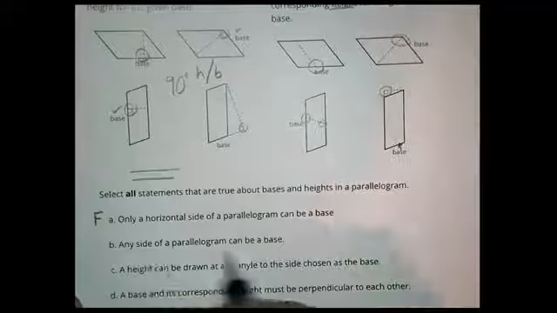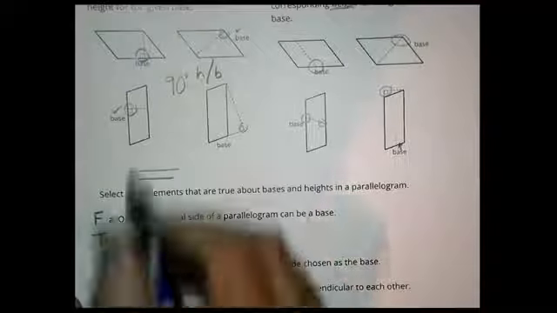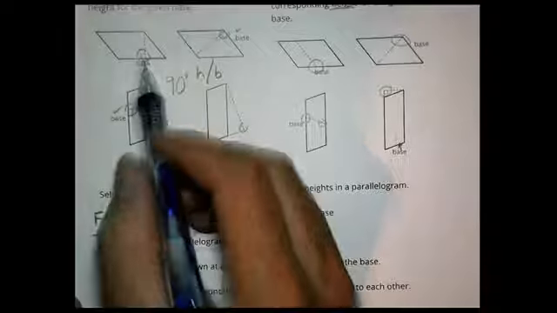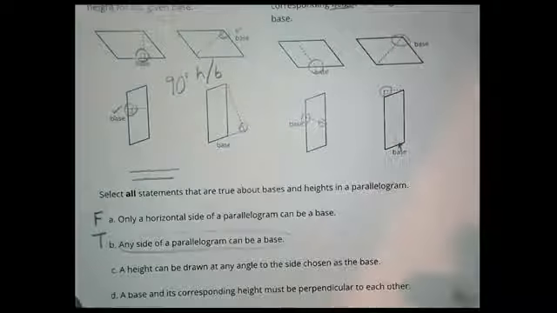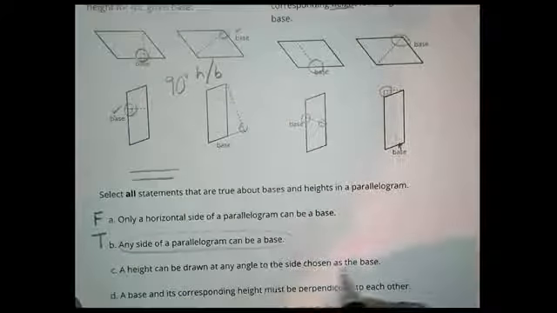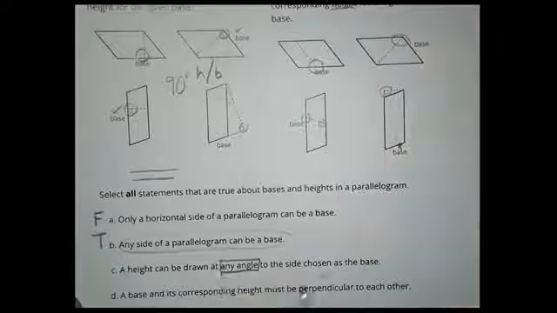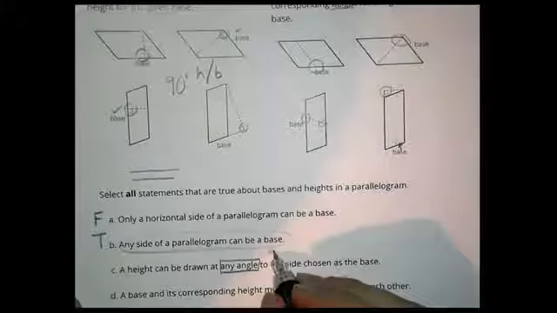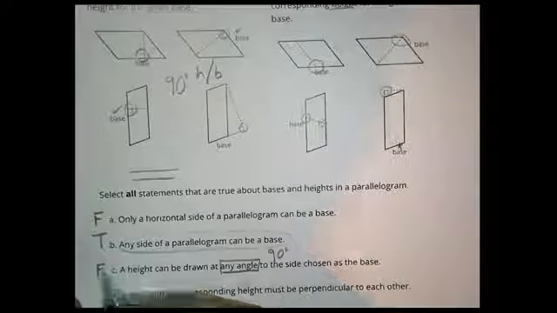Any side of a parallelogram can be a base. Any side. That is true. And we see that there's a side there, on the left, up top, to the side. Any side can be a base. A height can be drawn at any angle to the side chosen as the base. Any angle? No. What did we talk about just a second ago? We said nope. It has to be what angle? 90 degrees. If it's going to be a height, it has to be 90 degrees.